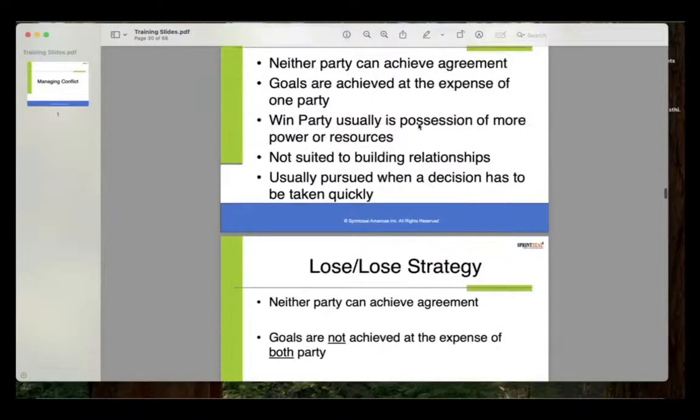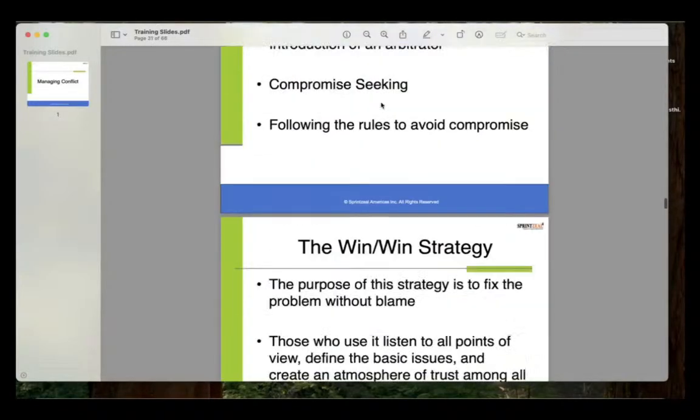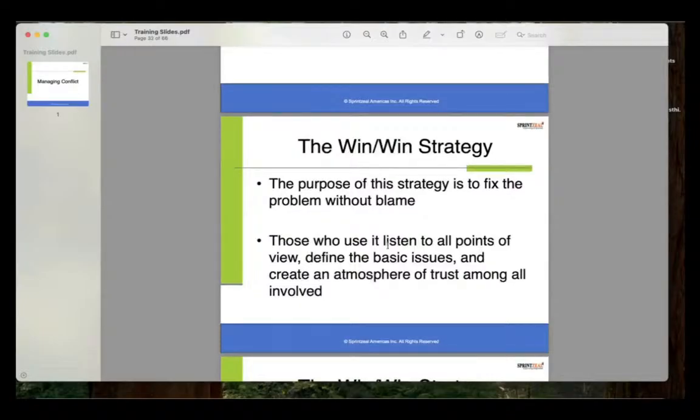So we saw win lose strategy, lose lose strategy, and then the win win strategy. In this strategy, what is basically the purpose of this strategy? The purpose of this strategy is to fix the problem without the blame. In this, we are not going to blame anyone. No one is going to lose if two parties are involved, or maybe more than two parties are involved. No party is going to lose. It is to fix the problem, do the conflict resolution without blaming any party.